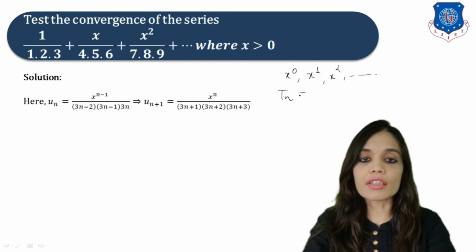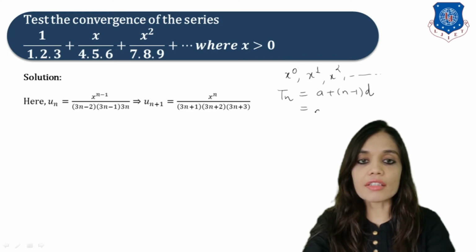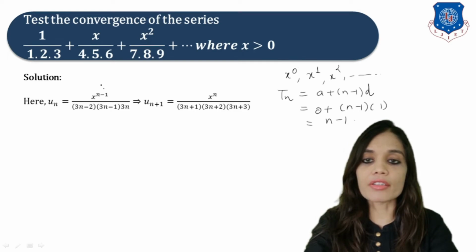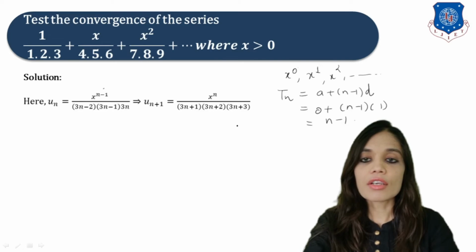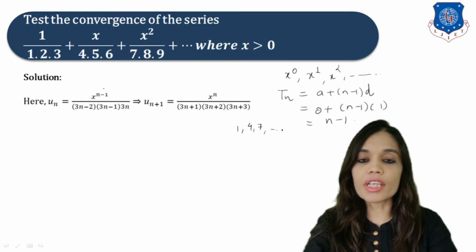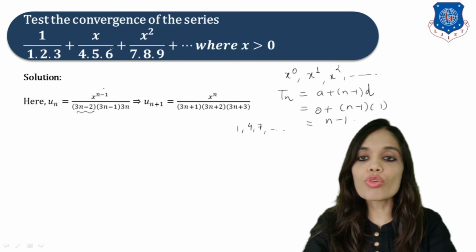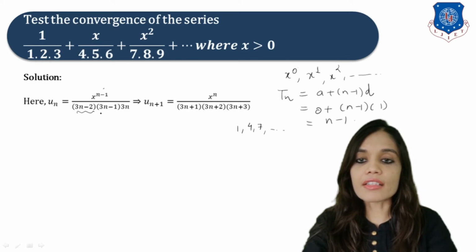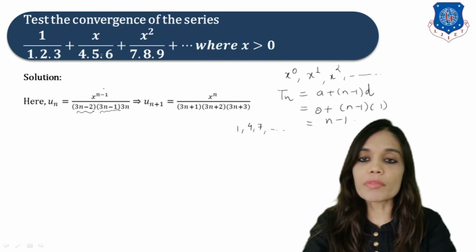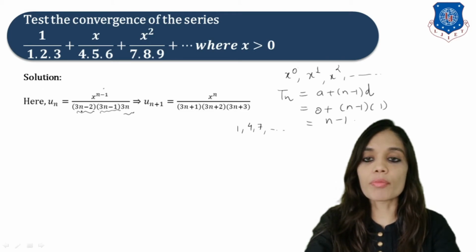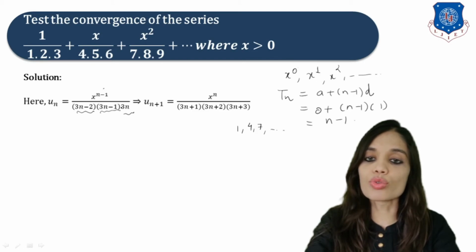So let us find our nth term. Tn is equal to a plus n minus 1 times d. So only consider the powers. So a is 0, so 0 plus n minus 1 times the difference, which is 1. So what will you get? n minus 1. So you will get x raised to n minus 1. Now again take the next series, that is 1, then 4 and 7. Similarly find Tn. So you will get the value as 3n minus 2. Then take the series 2, 5, 8. So you will get Tn as 3n minus 1, and here you can see multiples of 3, so into 3n. So finally your un is x raised to n minus 1 upon 3n minus 2, 3n minus 1 into 3n, right?